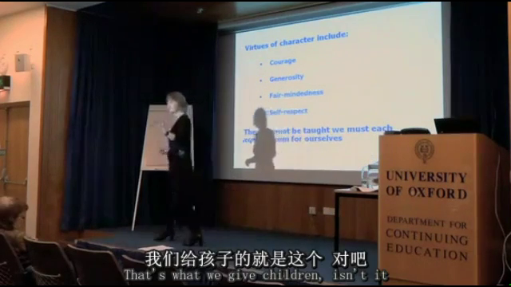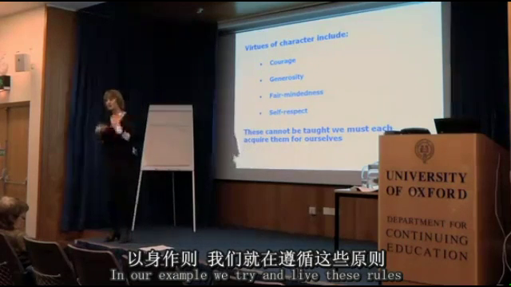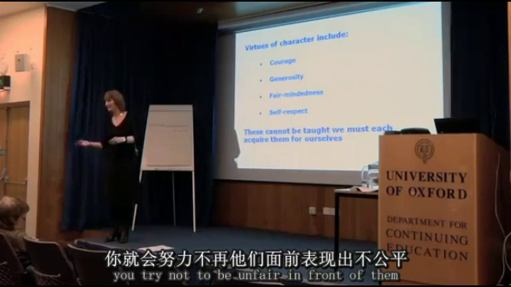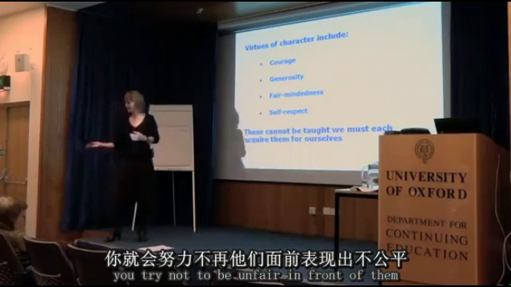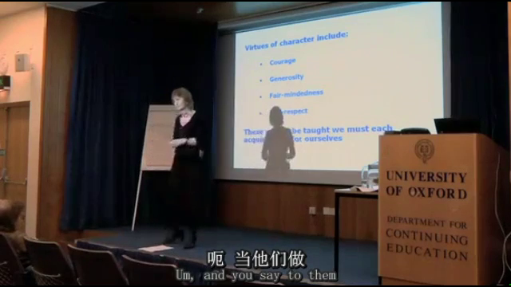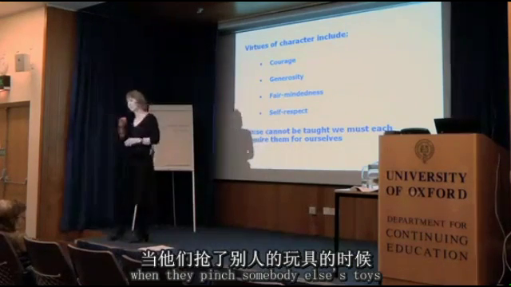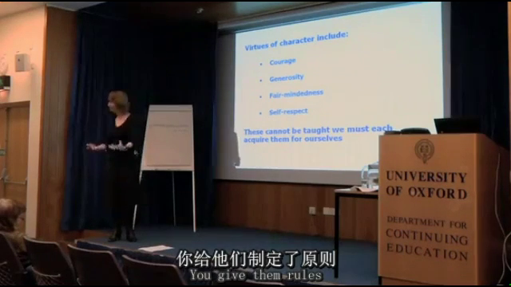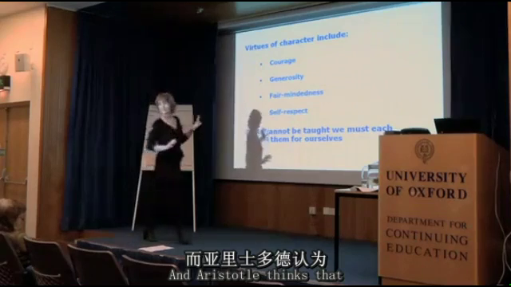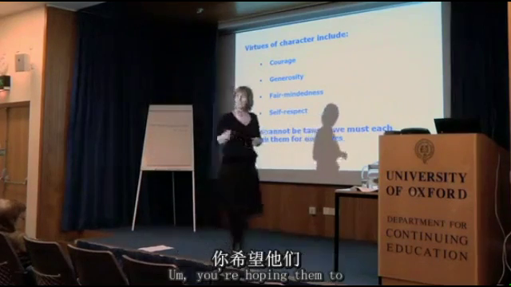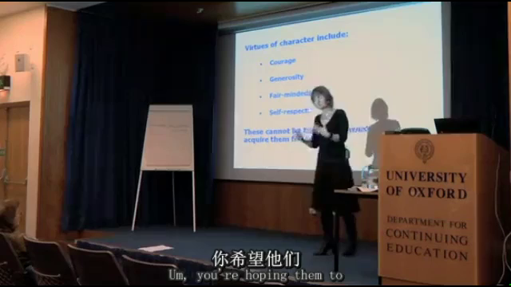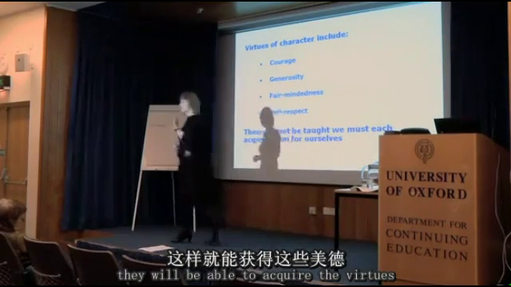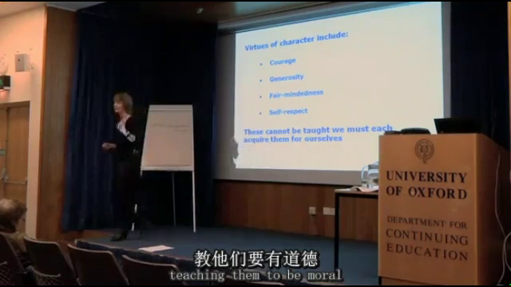That's what we give children, isn't it? And in our example, we try and live these rules. So if you want to teach your children to be fair, you try not to be unfair in front of them. And you say to them when they do something that isn't fair, when they pinch somebody else's toys or something like that, you say, no, you've got to be fair. You give them rules. And Aristotle thinks that when you're doing that, you're helping them to get into a position where they will be able to acquire the virtues, but what you're not doing is teaching them to be moral.